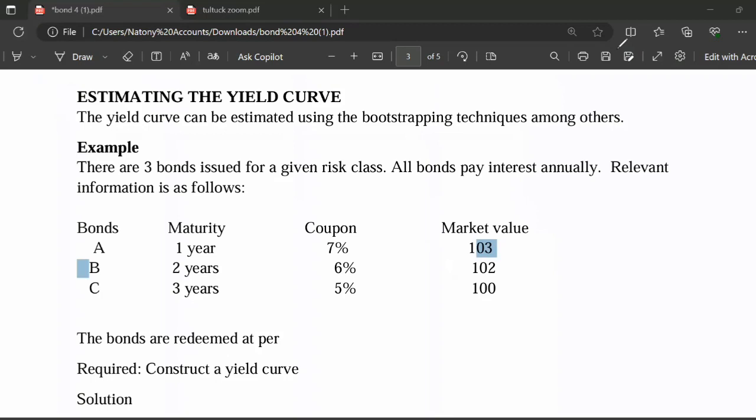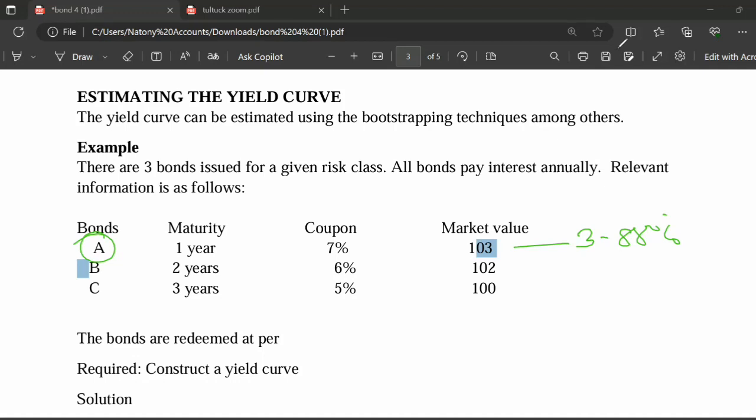So from the calculation, the spot yield curve for year 1 is 3.88%. That means all cash flow in year 1 will be discounted at 3.88%, or the investor that has a 1-year bond, that 1-year bond will be discounted at 3.88%.